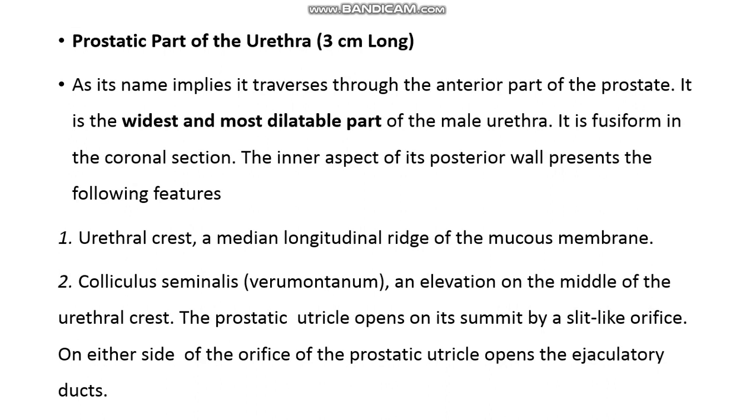Then the second characteristic feature, seen at the middle part of the urethral crest, is known as the colliculus seminalis or verumontanum. What is this colliculus seminalis? It is nothing but an elevation of the middle of the urethral crest. This middle part of the urethral crest gets elevated, and that portion is known as the verumontanum. The prostatic utricle opens on it by a slit-like orifice.